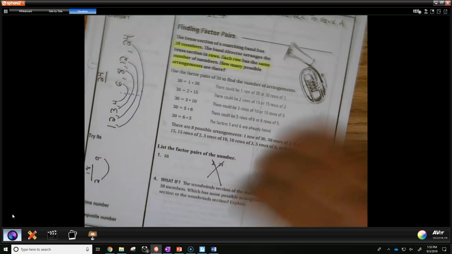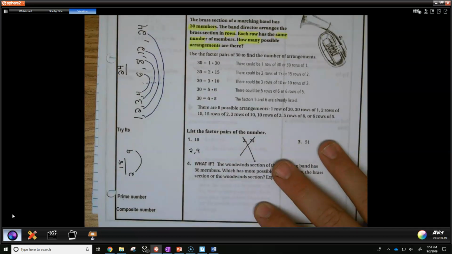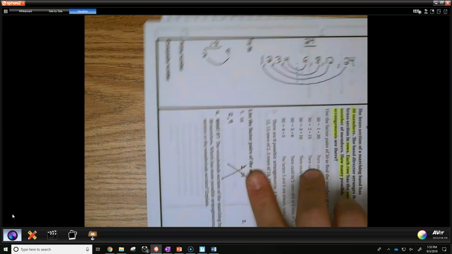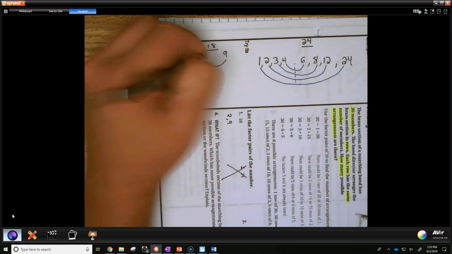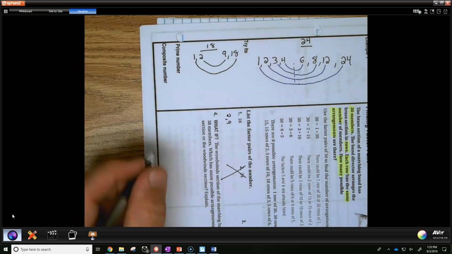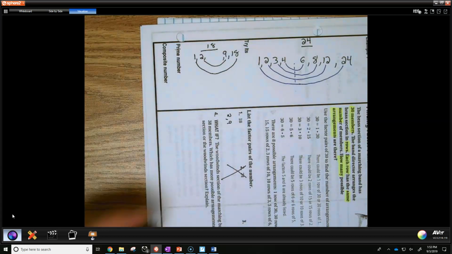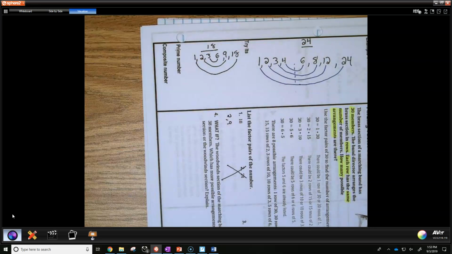So I'm going to come here and I'm going to say, he did say 2 and 9. That's 1. Can you steal? What could be my other ones? 1 and 18. Hold on. 1 and 18 for sure. 2 and 9. And what'd you say? 3 and 6. Is that all of them?